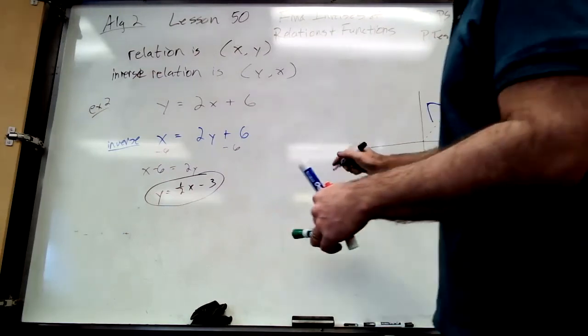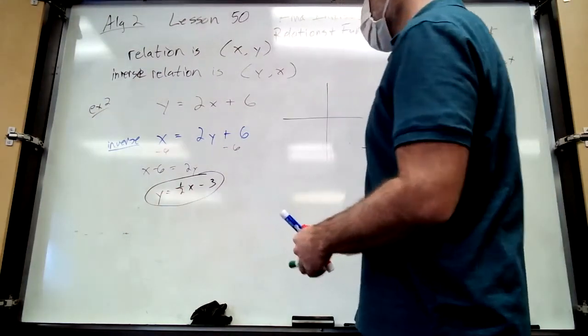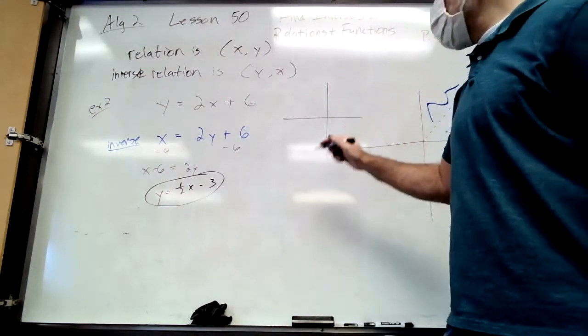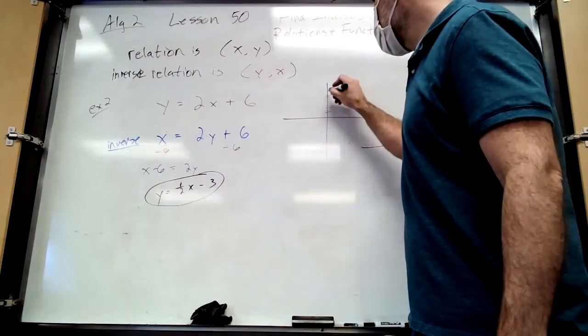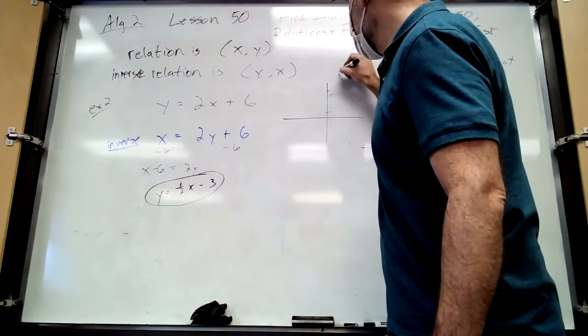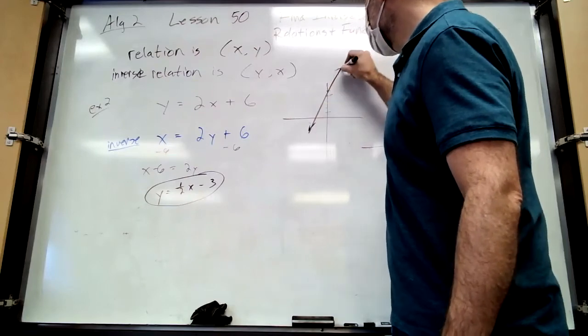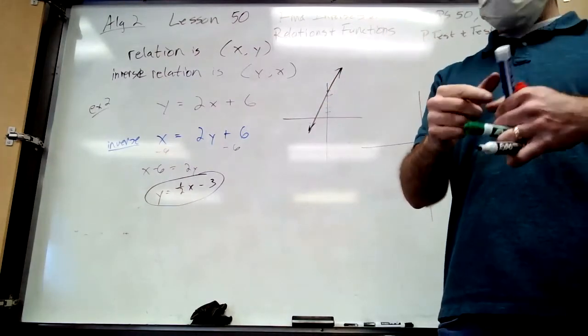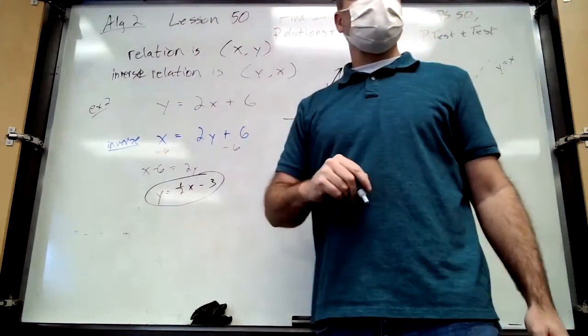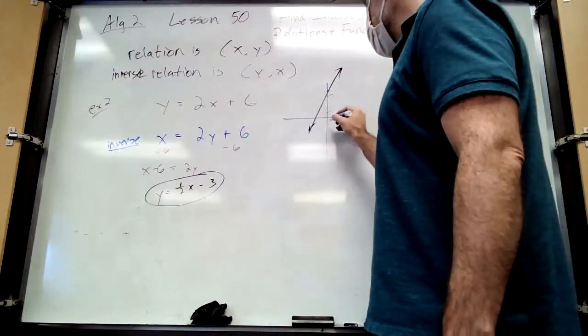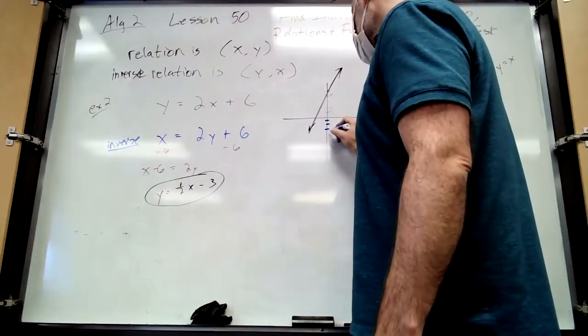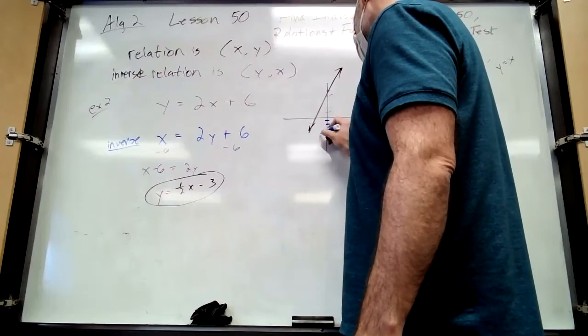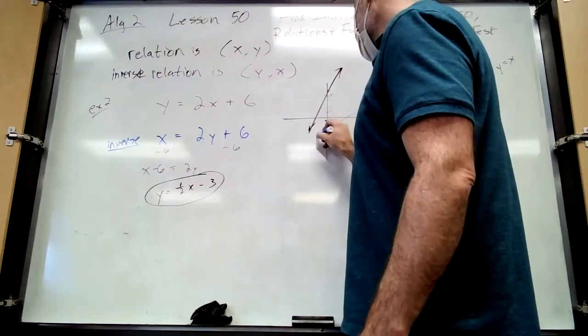Now, just for the fun of it, let's graph this. y equals 2x plus 6. Go up to 6 and go up 2 over 1. Looks like that, right? That's what y equals 2x plus 6 looks like. Let's graph y equals 1/2 x minus 3. Down 3. 1/2 x goes up 1 over 2. So it looks like that.